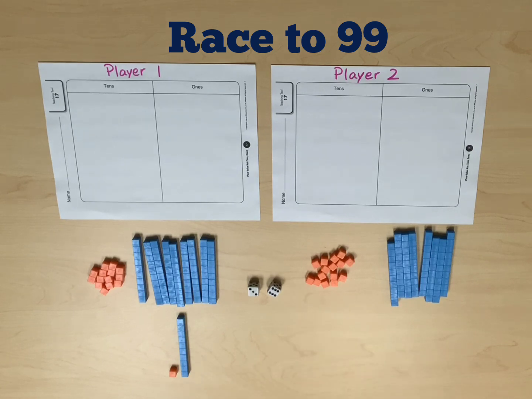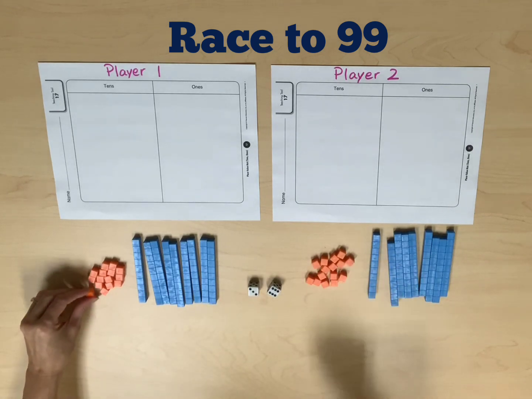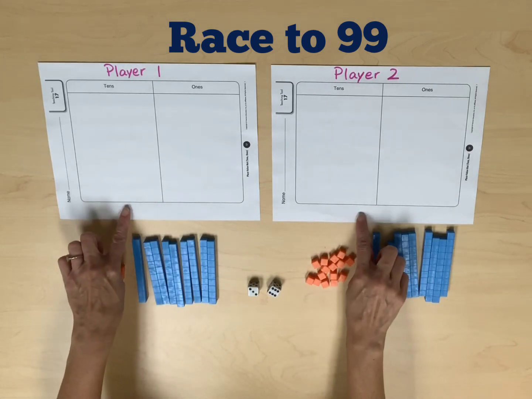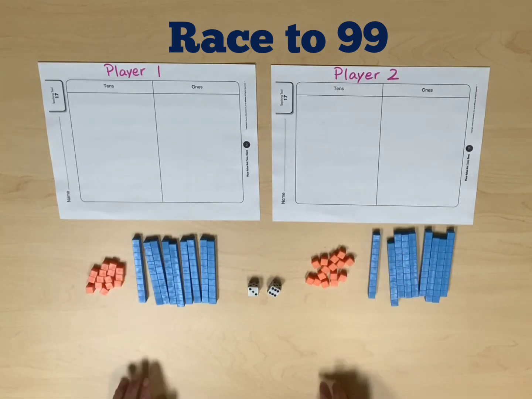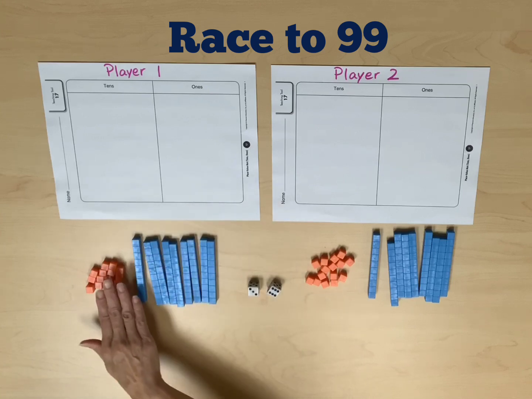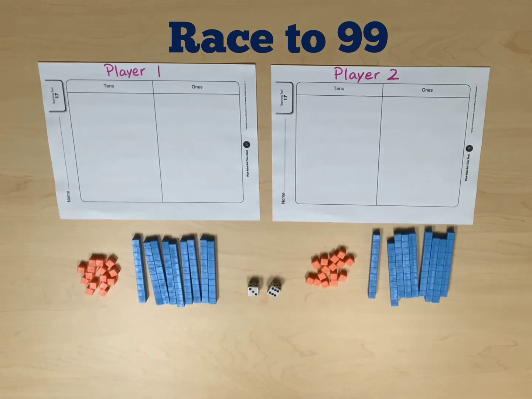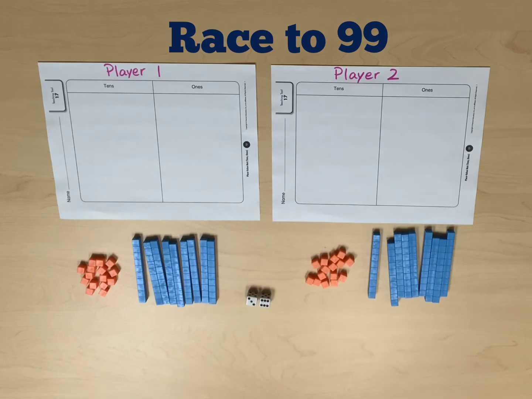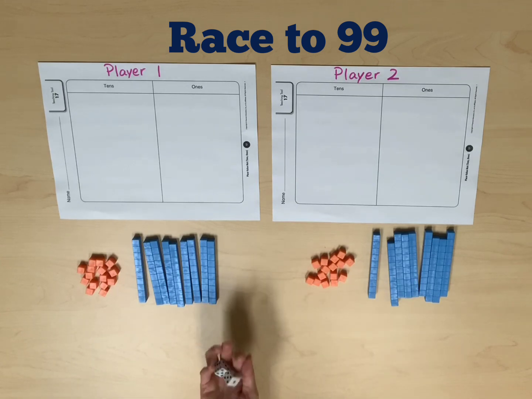After students have had plenty of opportunity to explore their place value blocks, you'll want to introduce the game Race to 99. For this game, each player will need their own place value chart. They'll also need their own set of place value blocks. Here I have 9 10 longs and 15 units. They'll also need a pair of dice. Once students have decided who will go first, player 1 will roll their dice.